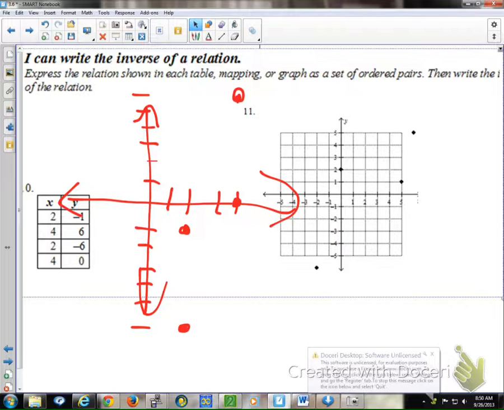But to help you see what an inverse does, I'm going to connect the dots. That way you'll be able to see how the shape kind of flips. If you connect the dots, which you did not have to do, it's going to look like that. Now when I do the inverse, let me change colors here. When I do the inverse, I'm just going to flip my coordinates: -1, 2, 6, 4, 2, -6, and 0, 4.